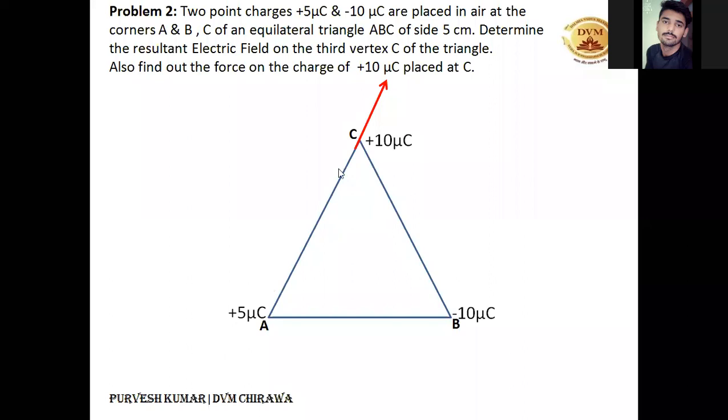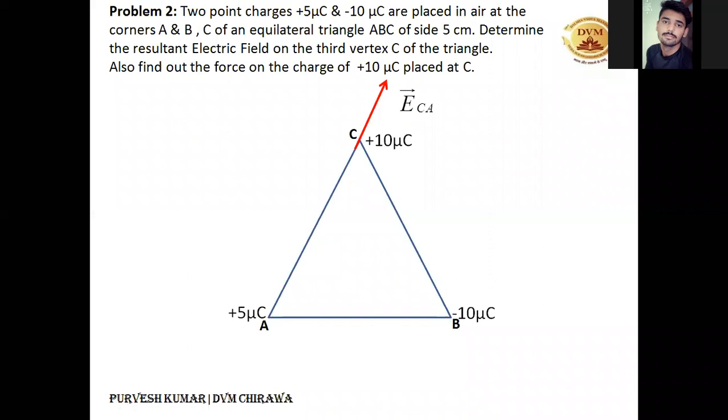See this. This is the electric field at C due to the charge placed at A. This plus 10 microcoulomb will be placed later on at vertex C. It is not placed now. At present, there is no charge at C because we are finding the electric field at this point. It will be placed later on because the question says that if a 10 microcoulomb charge is placed at C, what will be the force on that 10 microcoulomb charge?